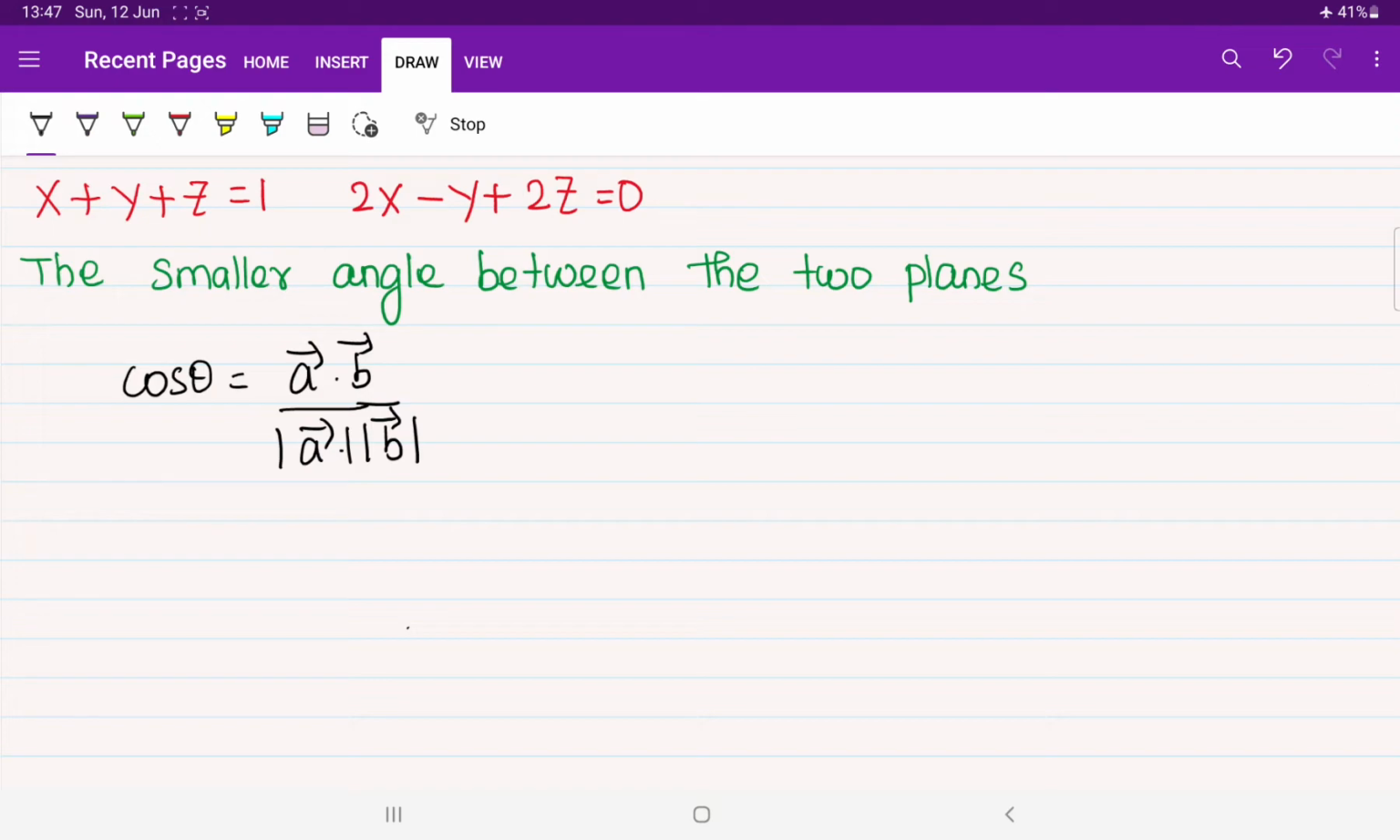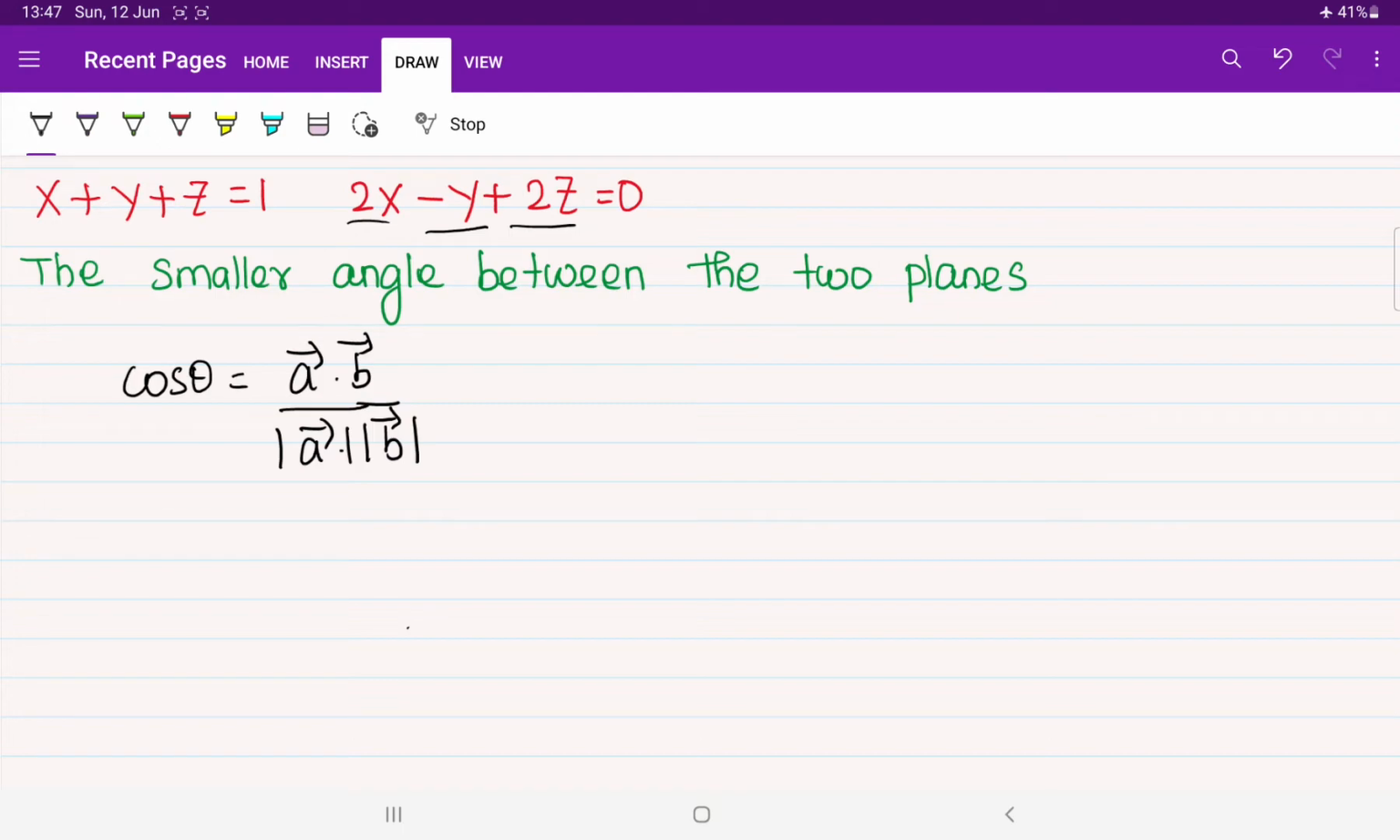But now if you observe the given expression, the planes are x plus y plus z equal to 1, and 2x minus y plus 2z equal to 1. Now the question is: find the smaller angle, that is, the angle between the two planes. So how can we calculate the smaller angle between the two planes, sir?